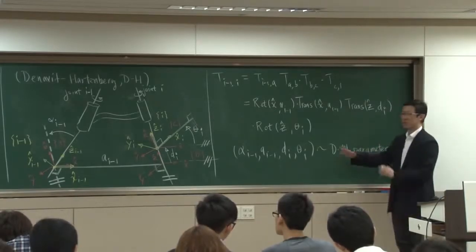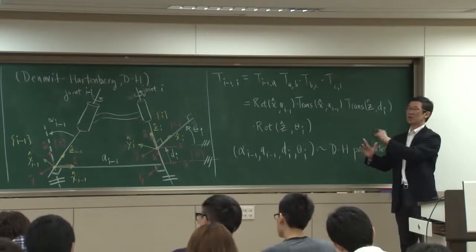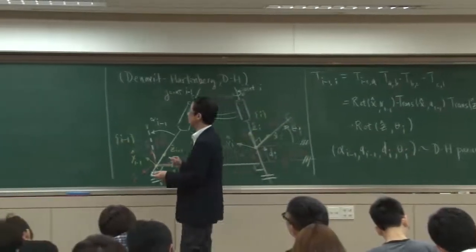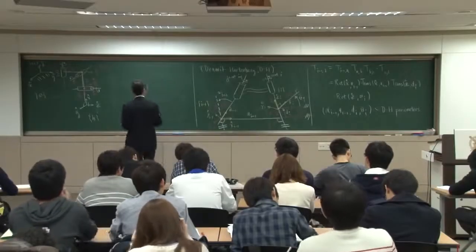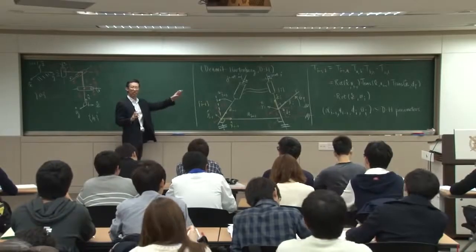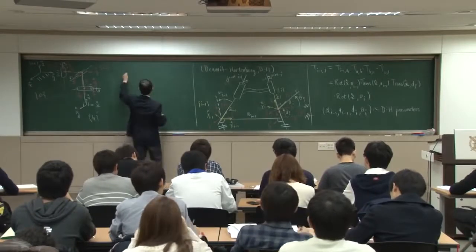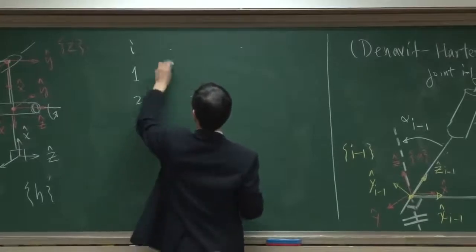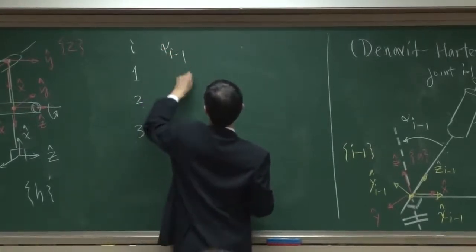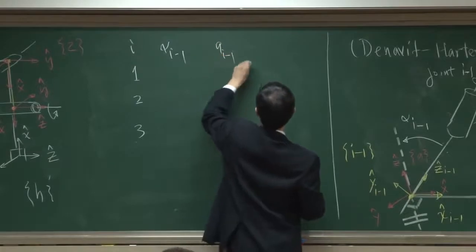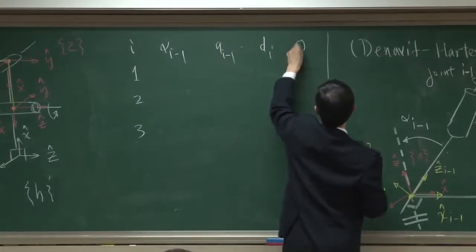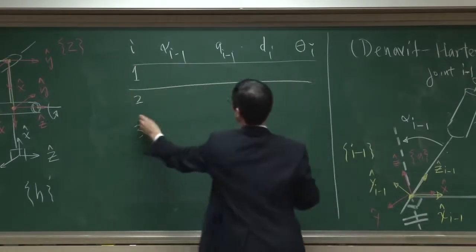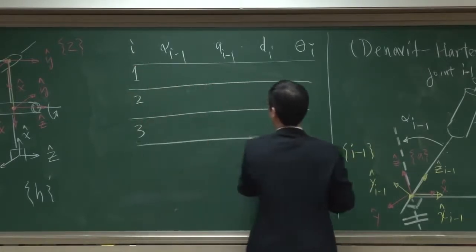Okay, and these parameters describe the structure of the robot, right? So what we normally do is we make a table. So let's make a table. So here's I. I goes from 1 to 3. And then we have the values alpha, A, D, theta. Okay, so we make this 3 by 4 table.